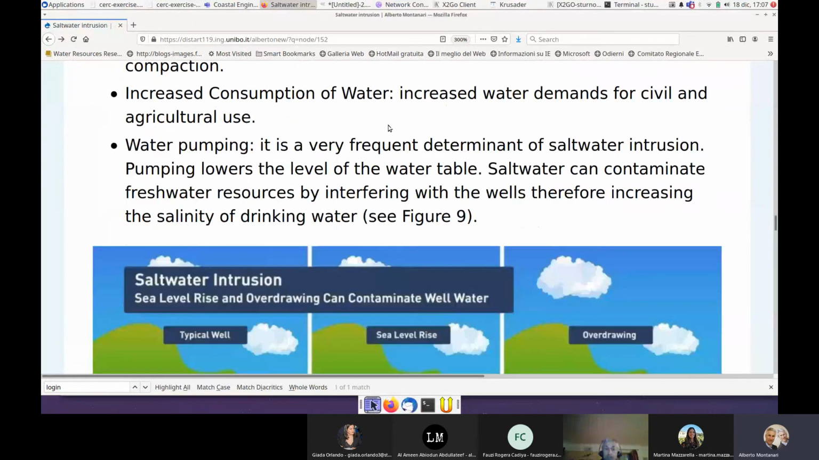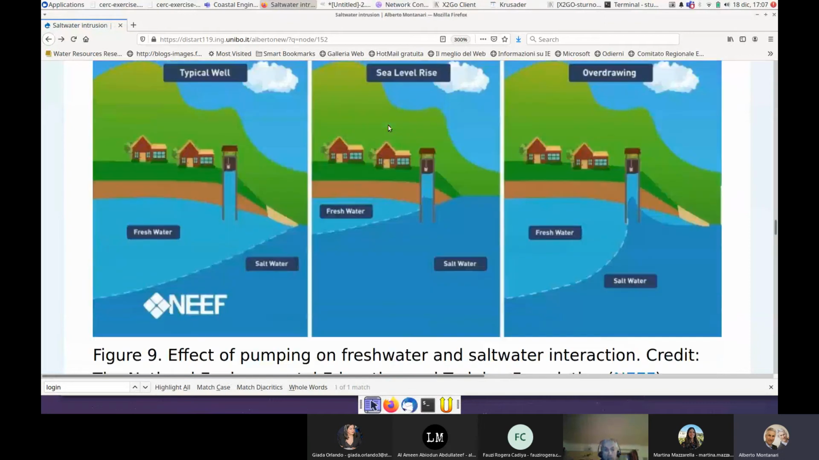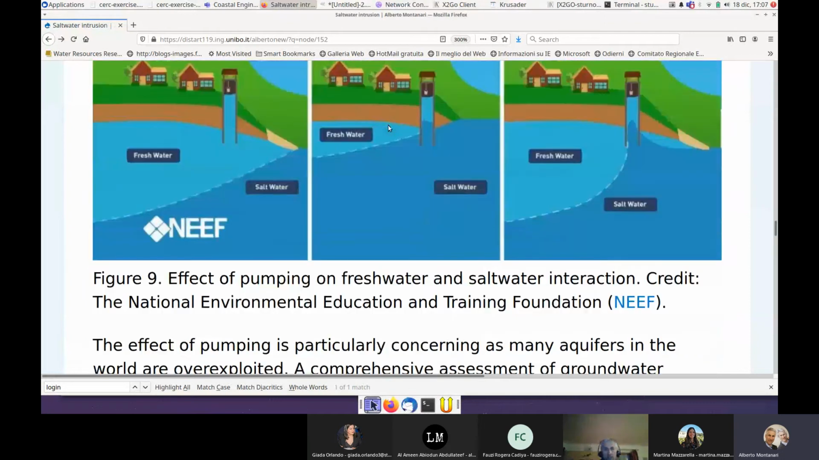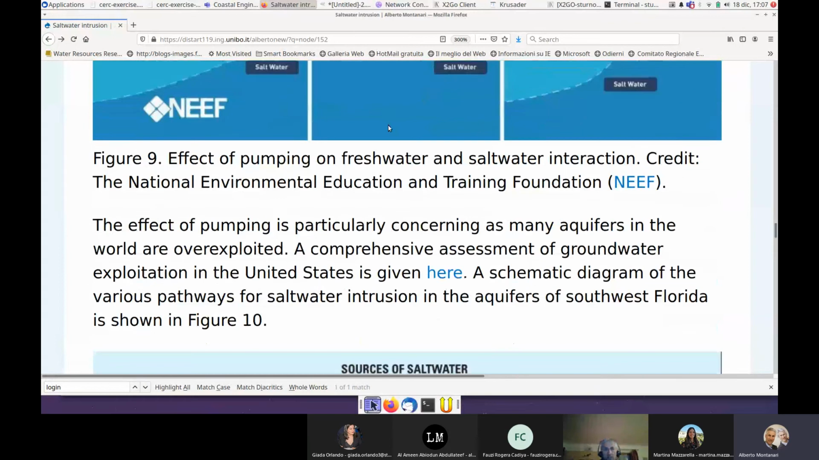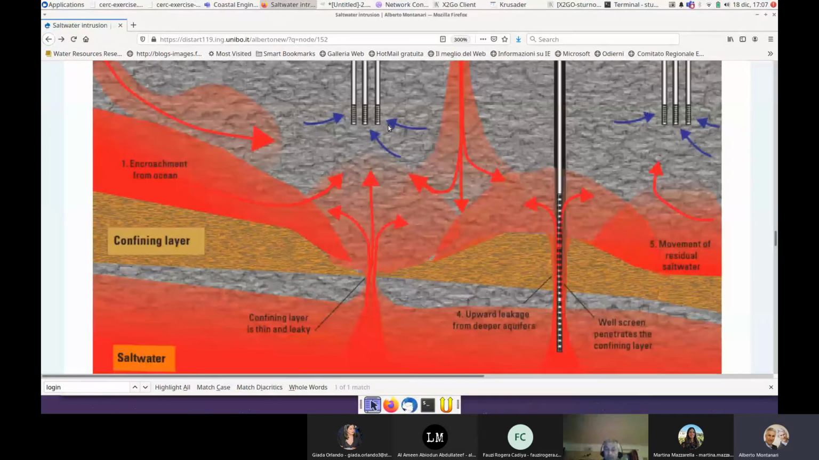And here you see another sketch which summarizes what's going on. And here is another one, etc. There are several of them. I found several pictures and several sketches because this is indeed a very relevant problem, because, as I said, remediation is not easy.